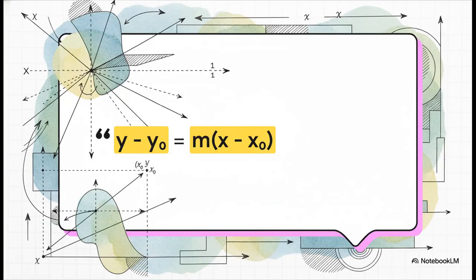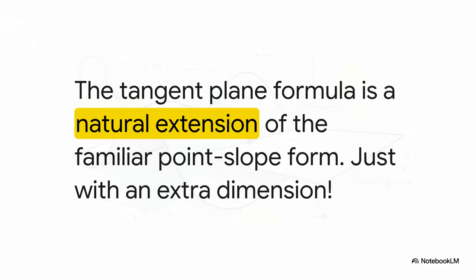Let's rewind for just a second. Everybody remembers good old point-slope form for a line, right? You get a point, you get a slope m, and bam, you can define the entire line. It's simple, it's elegant, and it works. And here is the absolute best part. The tangent plane formula isn't some crazy new thing you have to memorize from scratch. Nope, it's a direct, totally logical extension of the point-slope form we just saw. We're just adding in that z-axis.